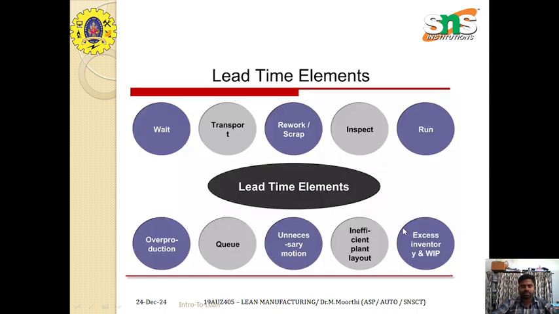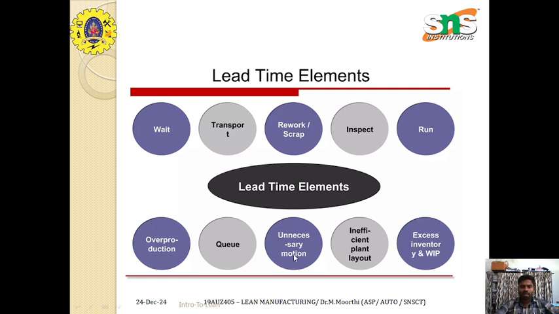Next, the lead time elements. What are the elements that directly affect the lead time? First, the time the components wait, meaning waiting for the next process or stage, then transport, then rework or scrap once the product is manufactured with a defect. We have to go for rework or scrap, then inspection, then run, and next is overproduction. Excessive production also hurts the overall performance and benefit of the industry.